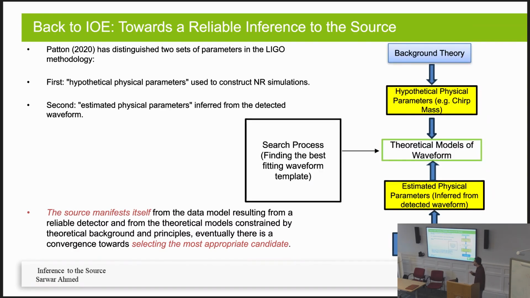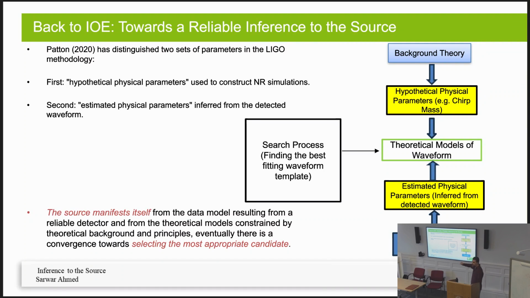Yep. So in the paper, Lydia Patton distinguishes two sets of parameters in the LIGO methodology. The first is called hypothetical physical parameters, which are used to construct the numerical relativity models, and then we have the estimated physical parameters that are inferred from the detection waveform. And as you see from the diagram, we have the background theory.